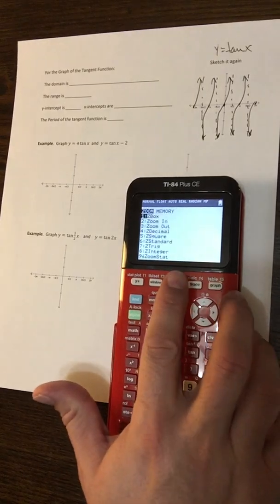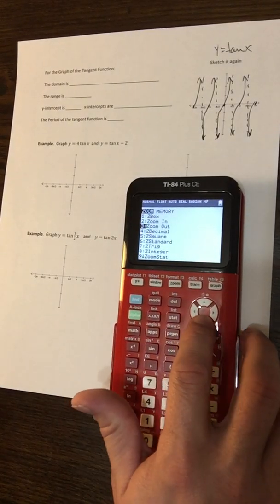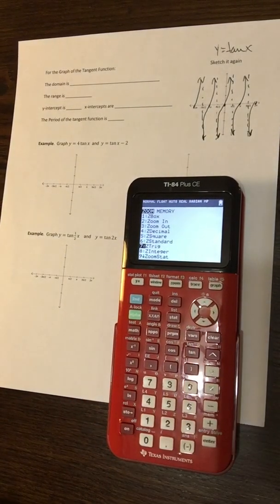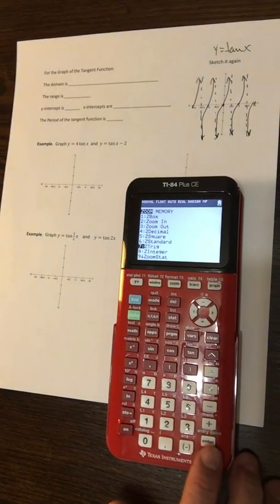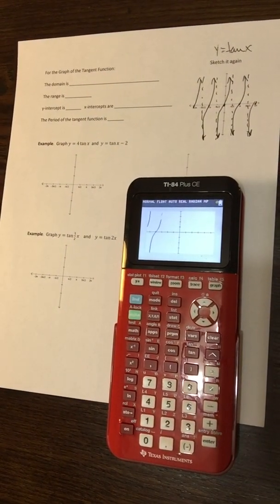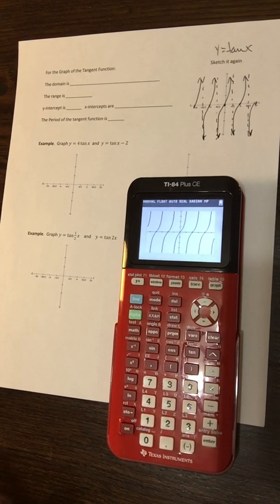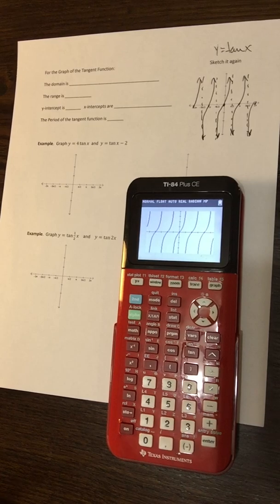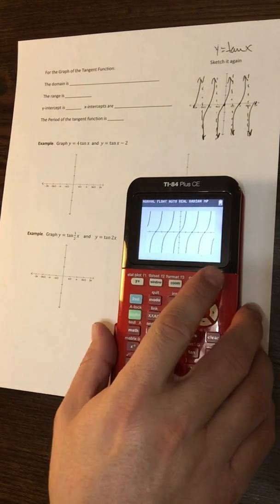And you know what? When I hit zoom, I'm not going to hit zoom 6. Look down here. I've got a zoom trig. Zoom trig will put it on this kind of graph for me. And so there's your tangent function doing exactly what we sketched. It doesn't show the vertical asymptotes because those aren't really part of the graph. The swooshies are part of the graph. They're just stuck in those dashed vertical asymptote lines.